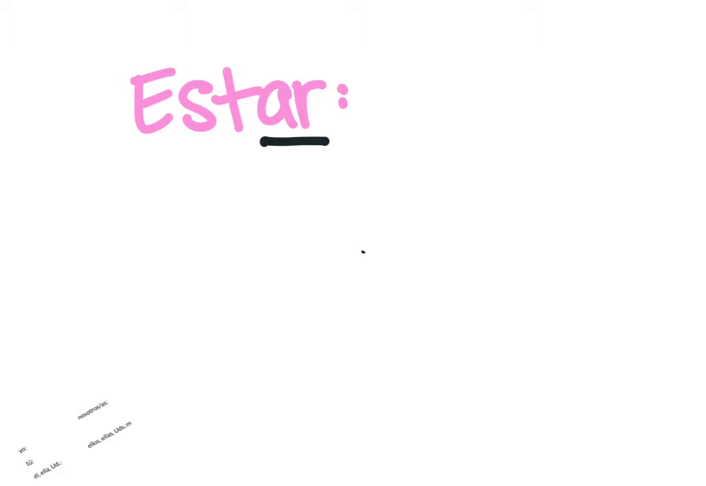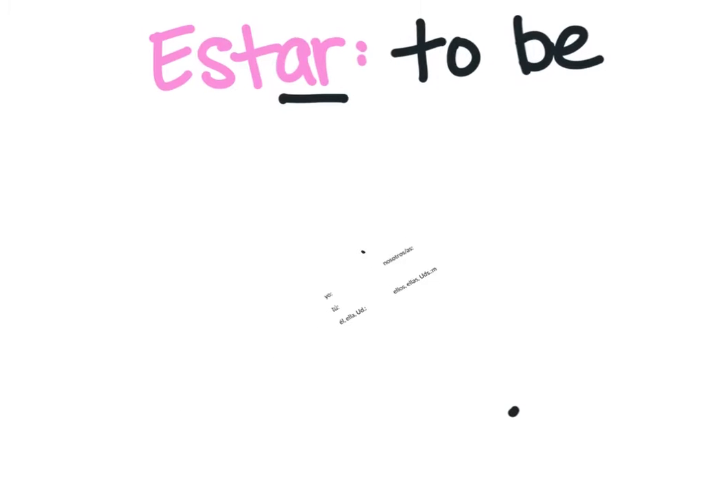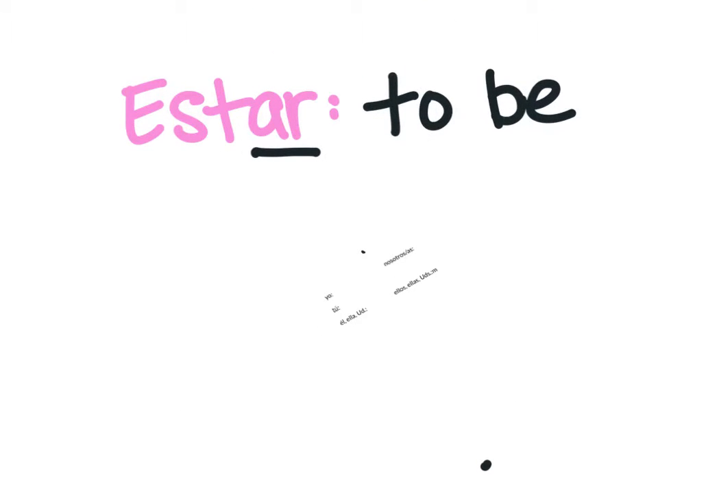Today we're going to be talking about the verb estar. Estar is an irregular verb. That just means that this verb doesn't follow the regular AR endings that we've learned in the past. This verb means to be. And it's got many uses, but today we're going to talk about how to conjugate it, all the different things we need to do with it, just like we have with other verbs.